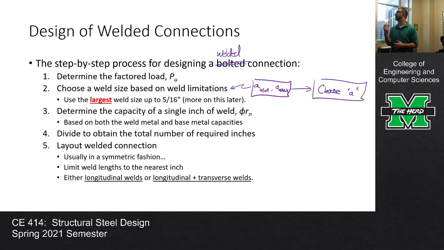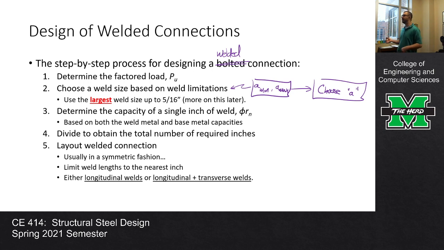So we want to choose the largest size possible. And more often than not, for typical simple connections, we want to choose the largest weld size possible, up to 5/16. I'll talk about why 5/16 here in a bit. But that's the first thing that we've got to do once we factor our load, is choose a weld size.